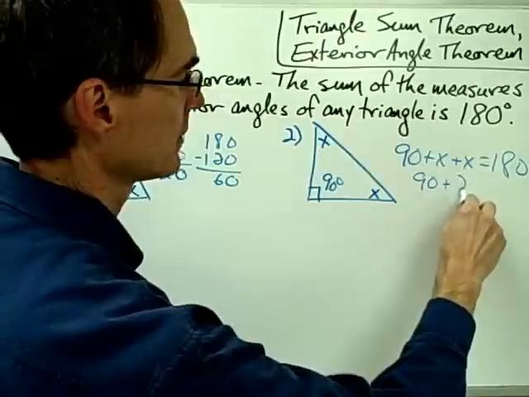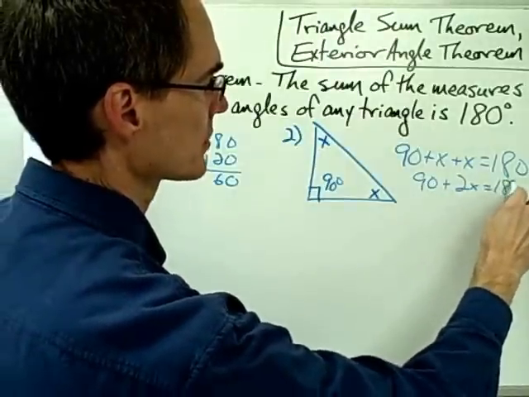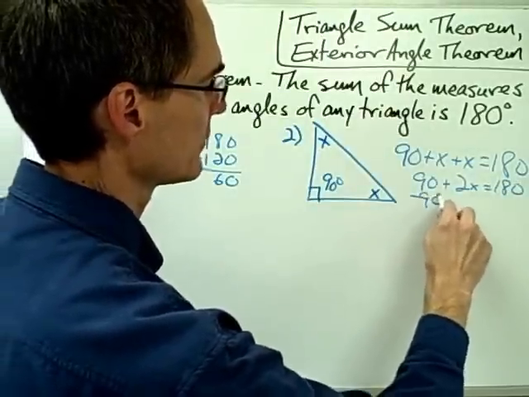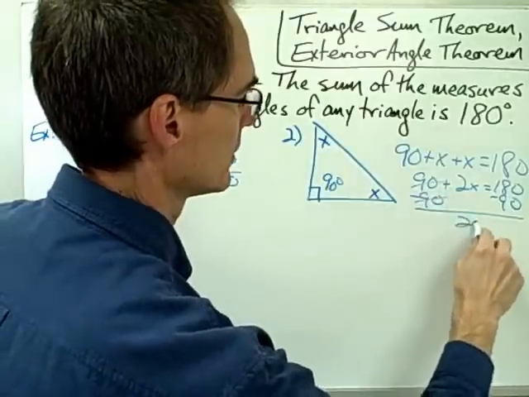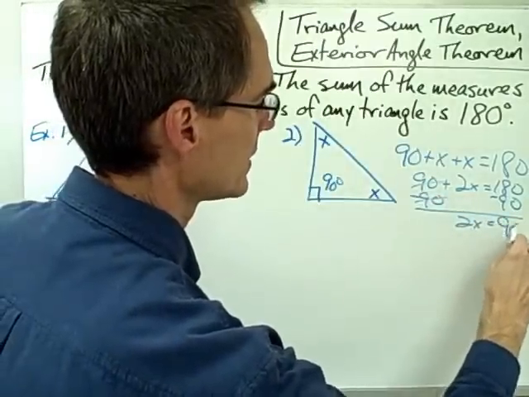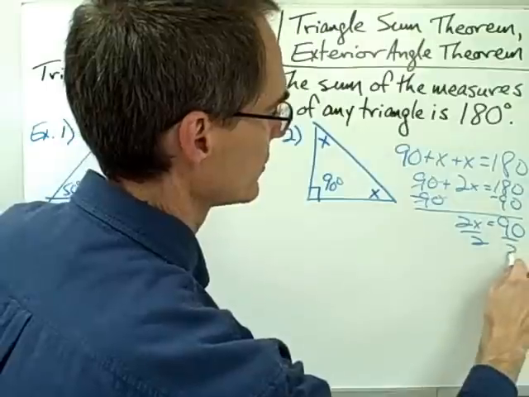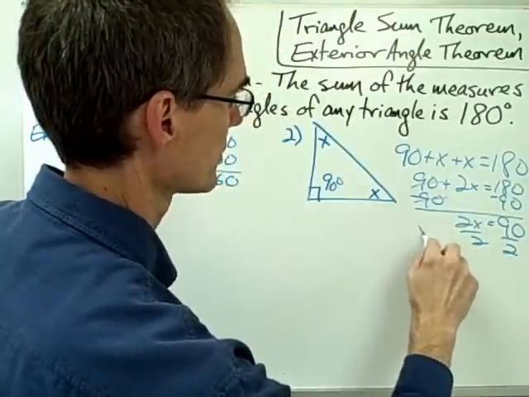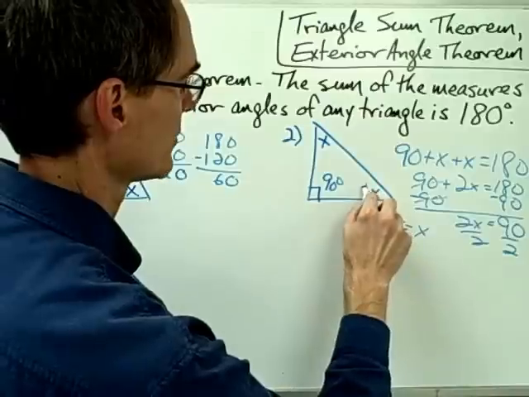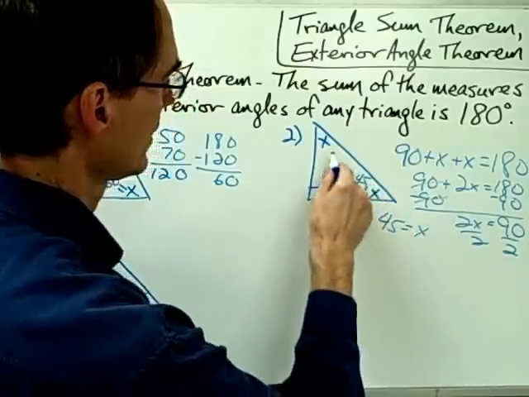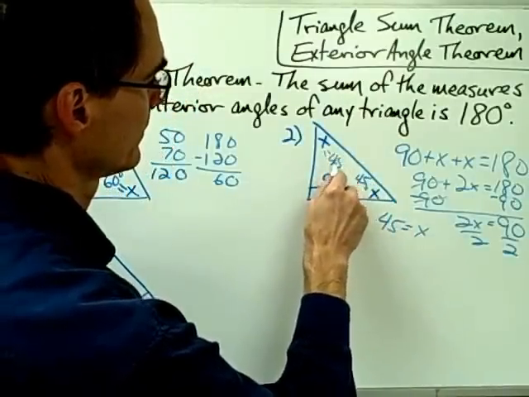Now I can collect my like terms, subtract 90 from both sides. It gives me 2x equals 90, and I divide both sides by 2, and I have x equals 45. So I know this angle must be 45. And this angle must be 45.